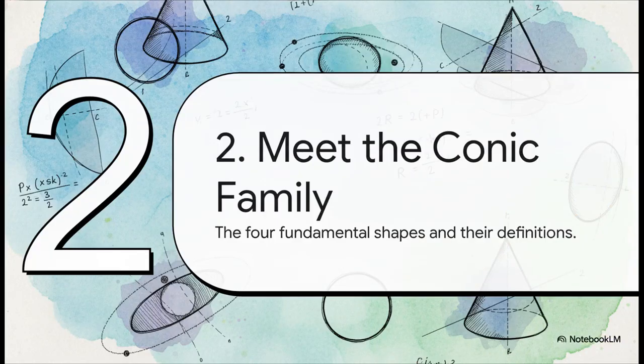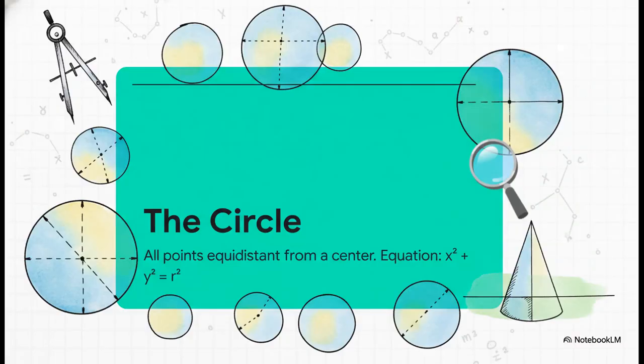Okay, so we've seen how they're made. Now let's get properly introduced to each of the four members of this iconic family. First up, the one we all know and love, the circle. The definition is just so simple and clean, right? It's just all the points that are the exact same distance from a single center point, and its equation is just as clean. x squared plus y squared equals r squared.